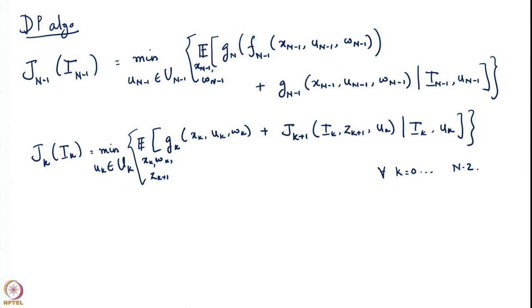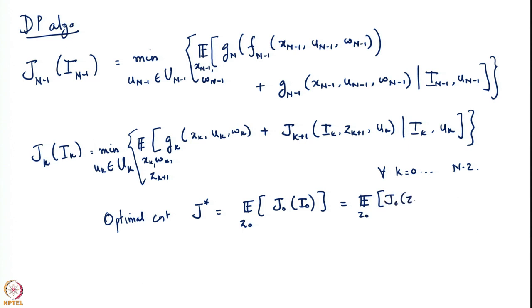Then what is the optimal cost? Well, the optimal cost is J star. Remember, we do not know the state, so we have to take an expectation. When we are talking of optimal cost, it's an expectation with respect to the information that we may have at that time, since we do not even know what information we would get because of the channel noise. So the optimal cost is given by the expectation with respect to Z_0 of J_0 of I_0. But remember, I_0 is nothing but Z_0. So in other words, this quantity is simply the expectation with respect to Z_0 of J_0 of Z_0.